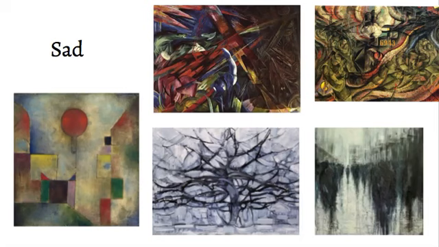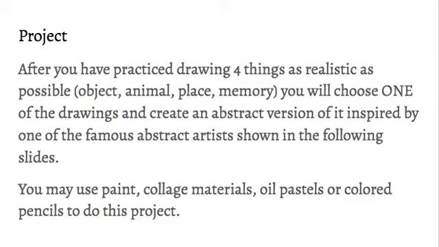So, as we go through these next slides, you will see in a little bit just how these different famous abstract artists use those elements. But right now, I'm going to explain your project. So, after you have practiced drawing your four things as realistic as possible, so you're supposed to draw an object, an animal, a place, and a memory.